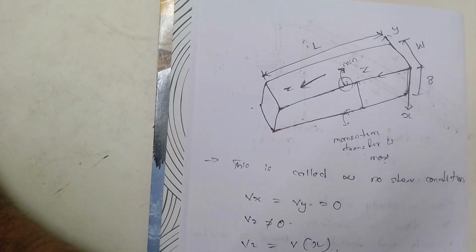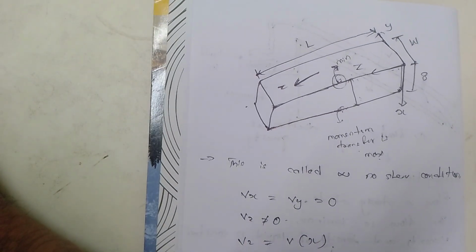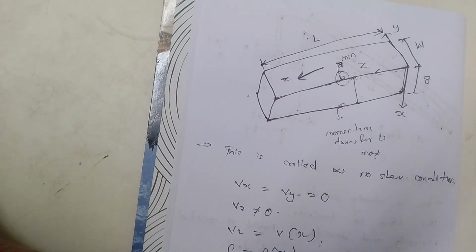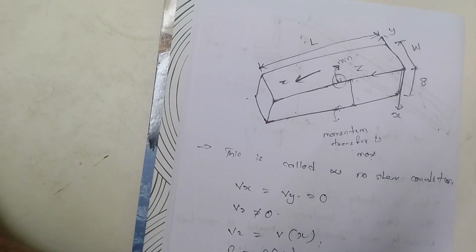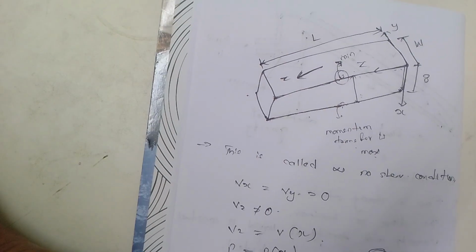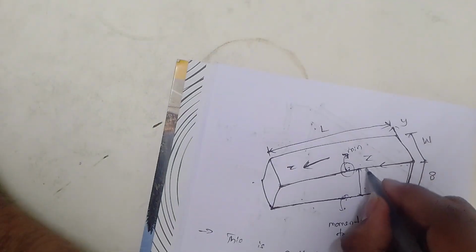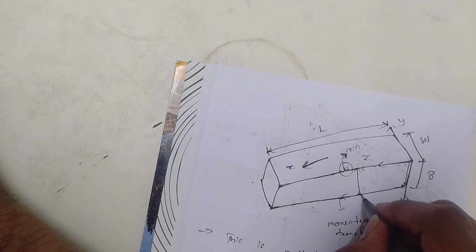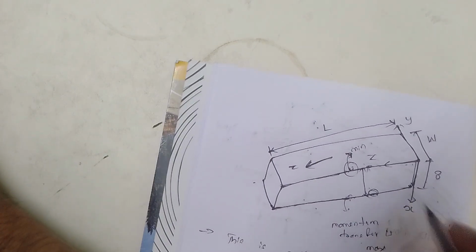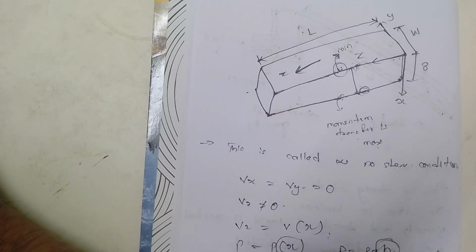And pressure is also a function of x. From the formula rho g h, as height increases, pressure also increases. So from top to bottom pressure changes. Pressure is minimum at this point and maximum at this point. So pressure is a function of x.